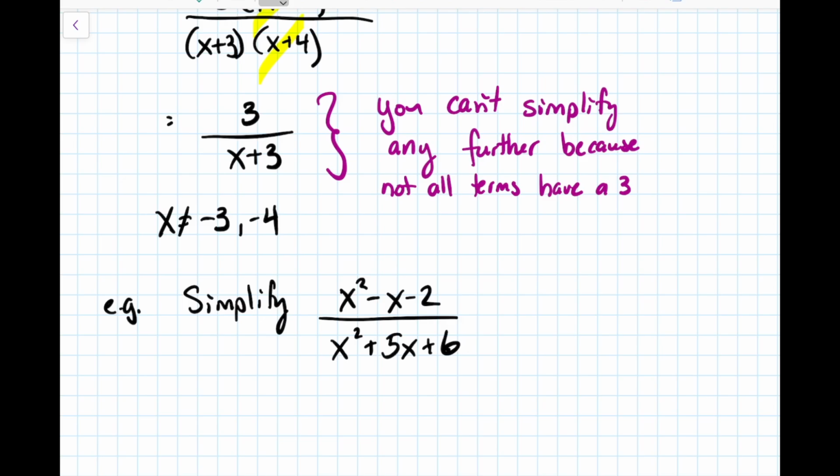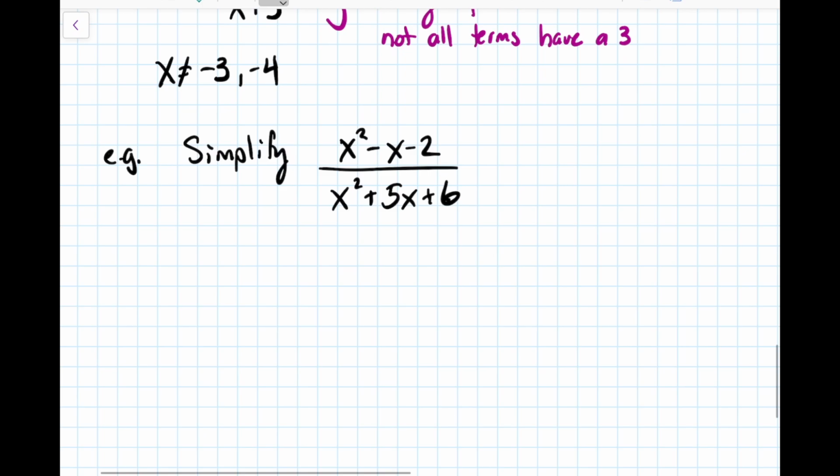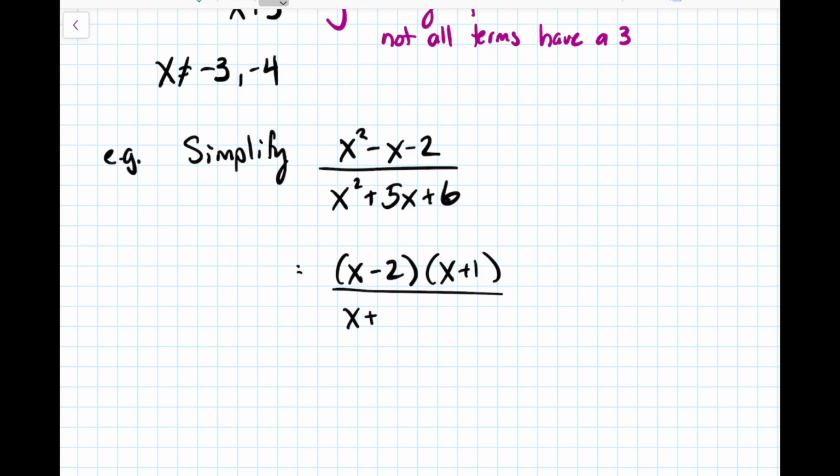All right, so if we factor that numerator, multiplying to negative 2, adding to negative 1, we've really got to be careful with our negatives here. This is going to be x minus 2 times x plus 1. And then in the denominator, we've got x plus 2 times x plus 3.